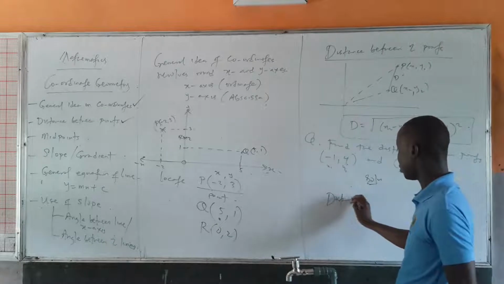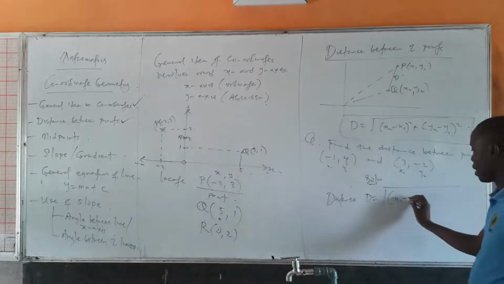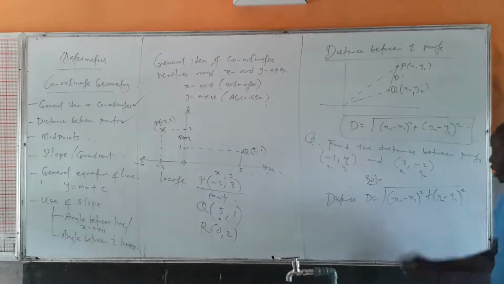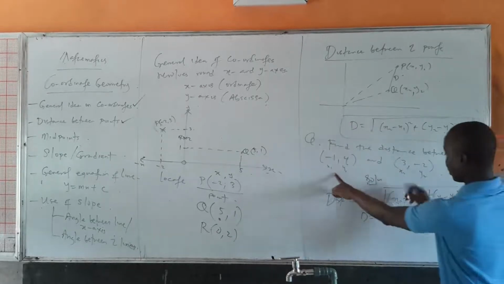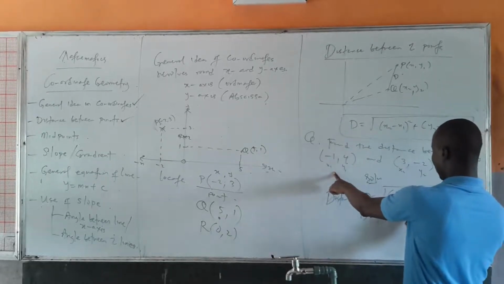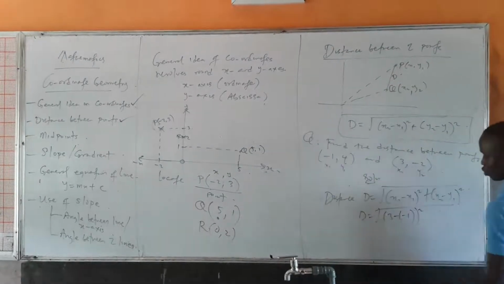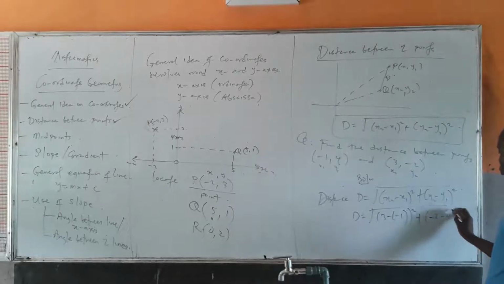The distance d is square root of what? Square root of x2 minus x1 all squared plus y2 minus y1 all squared. So what do I have? I have d to be square root of what? What's x2 minus x1? This minus this, that's 3 minus 1 all squared, plus minus 2 minus 4 all squared.